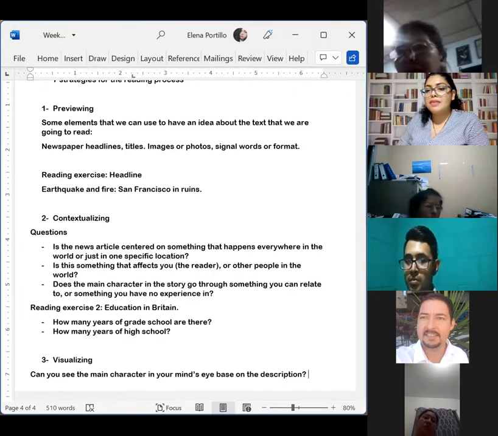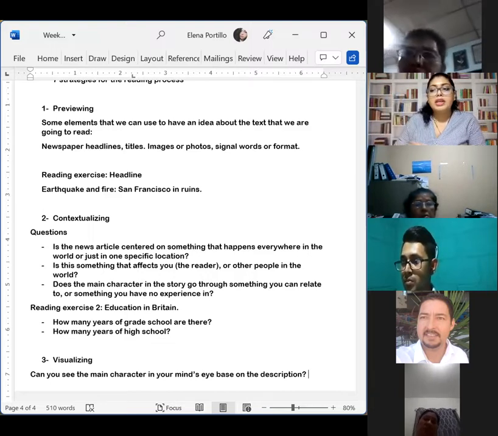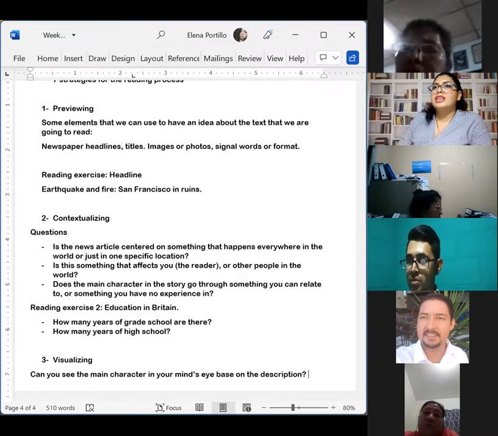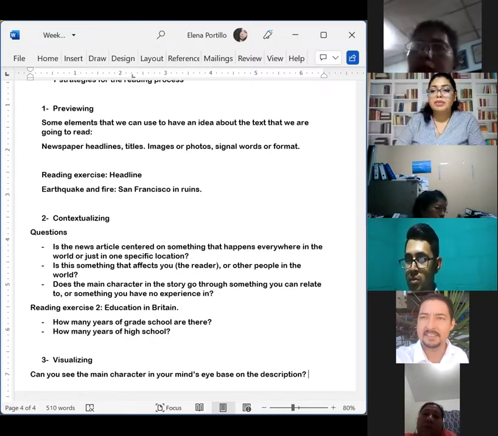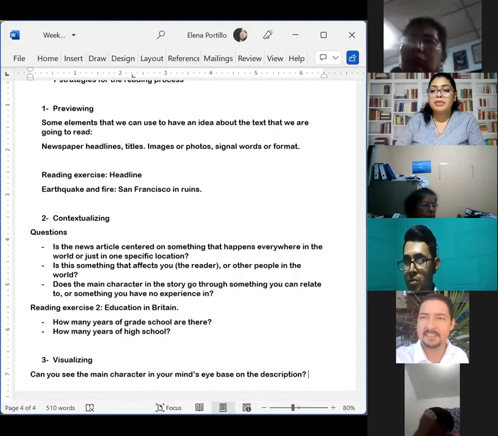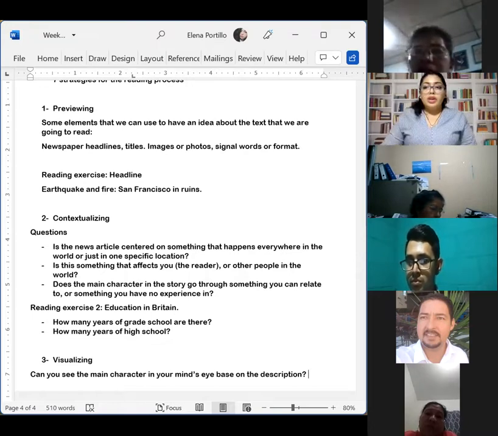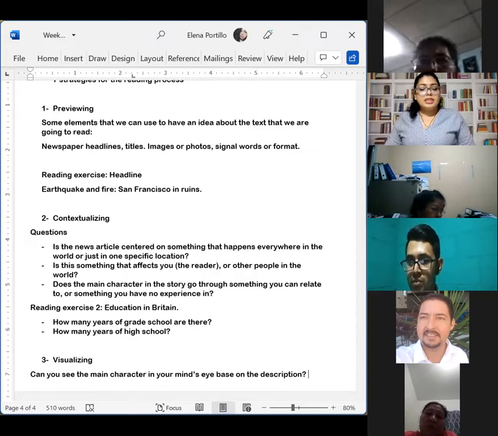So in those books, we have a specific part in which the writer is describing the person that is participating in the story, and is very specific about the physical appearance that person has. And we can create an image of that person, and we can see every detail that person has, based on the description that the writer is giving us. So in those cases, we can see the person with our mind's eye based on the description.